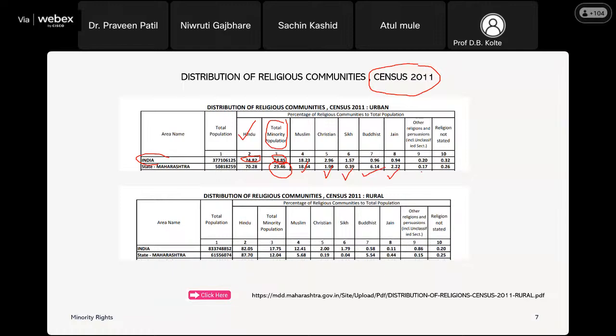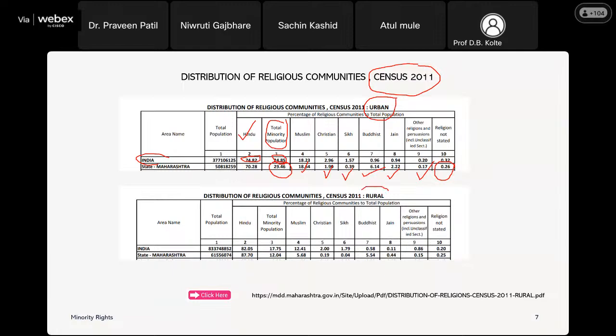I'm talking about Maharashtra. And there are other persuasions who cannot be classified as different religions, but they cannot be clubbed with Hindus as well. They constitute 0.17%. And there is an interesting category of population who say we will not declare what our religion is. Probably they don't believe in a religion, or they are not interested in the declaration of their particular religion. This is the status of religious minorities in the urban area.